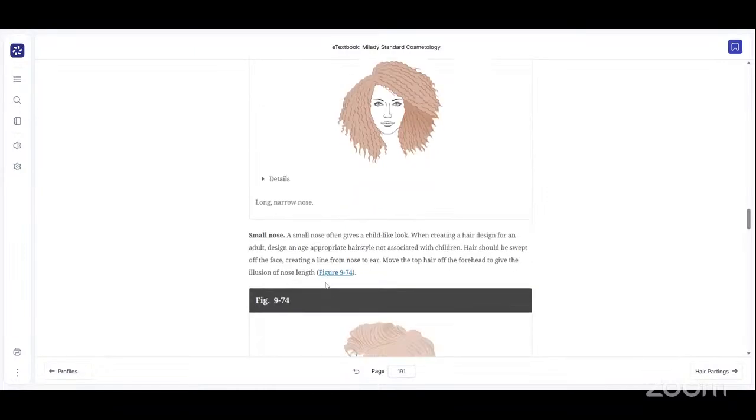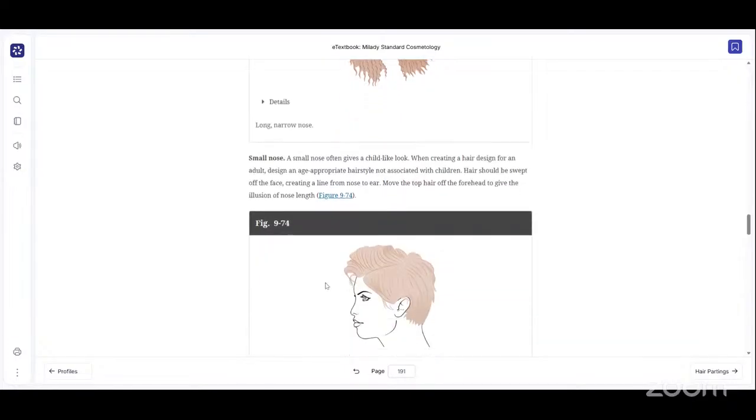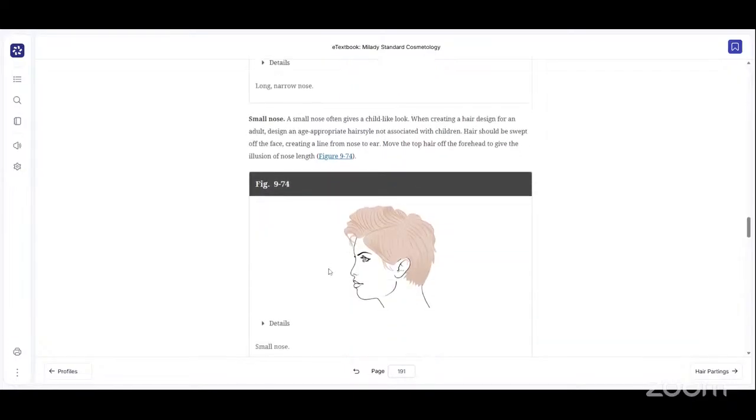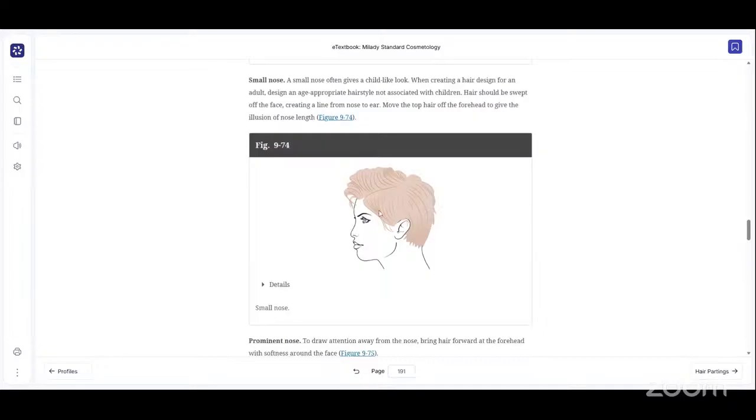Okay, small nose. A small nose often gives a childlike look. Okay, we're creating a hairstyle for an adult. That's what we want to do. Design an age-appropriate hairstyle not associated with children. So a hairstyle that does not look like a kid's hairstyle. Okay, you want to mature up the style.